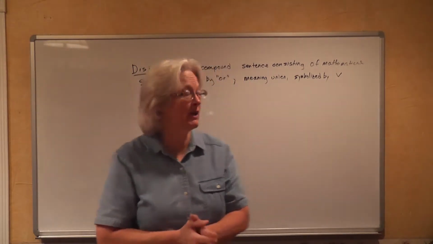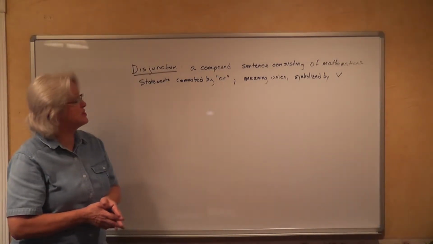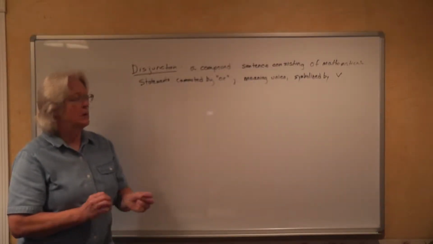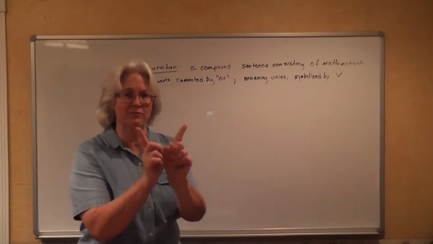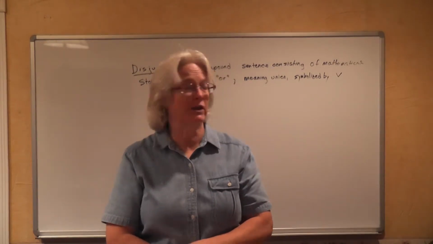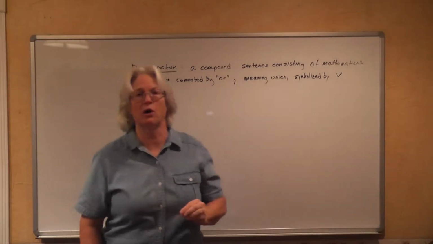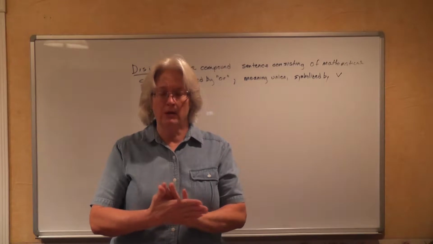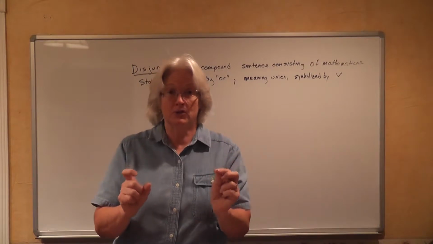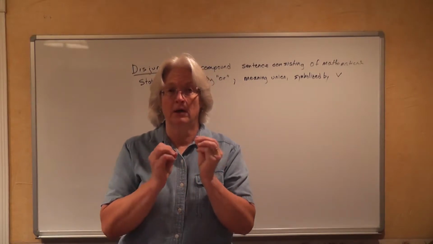What we're talking about today is disjunctions. I've copied the definition of disjunction from our book, and it says that a disjunction is a compound sentence consisting of mathematical statements connected by or, which means union, which is symbolized by that funny looking symbol. And the key thing here with a disjunction is the word or. Conjunctions have and, disjunctions are or. And when you have or in a statement, it means you don't have to fulfill both conditions or all three conditions. You have to simply fulfill one of the conditions, and then everything is fine.